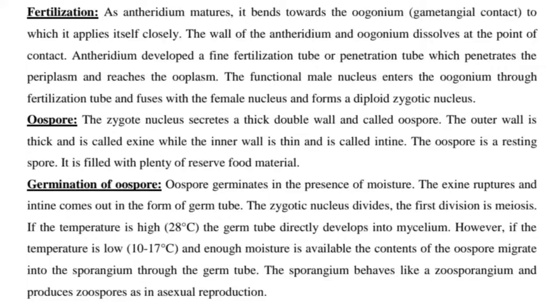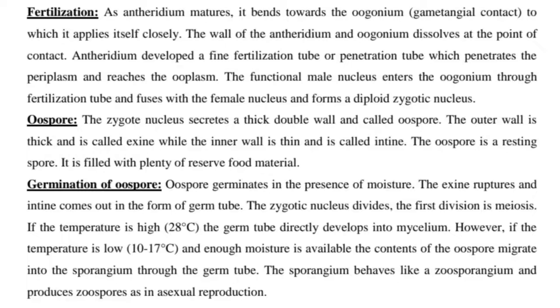Fertilization. As the antheridium matures, it bends towards the oogonium and makes contact, to which it applies itself closely. The wall of the antheridium and oogonium dissolves at the point of contact. The antheridium develops a fine fertilization tube or penetration tube which penetrates the periplasm and reaches the ooplasm. The functional male nucleus enters the oogonium through the fertilization tube and fuses with the female nucleus and forms a diploid zygotic nucleus. Oospore: the zygote secretes a thick double wall and is called the oospore.